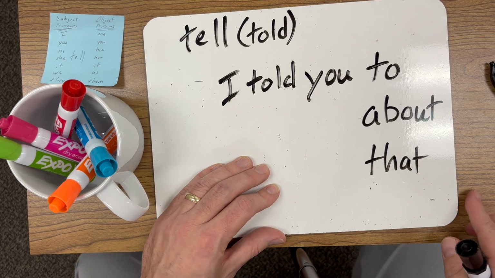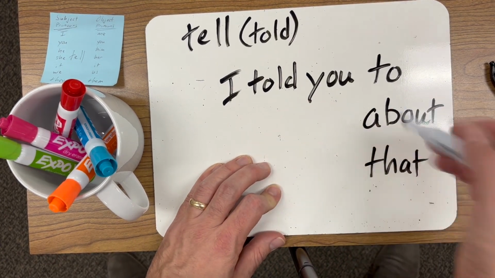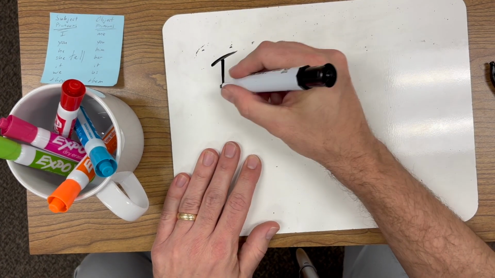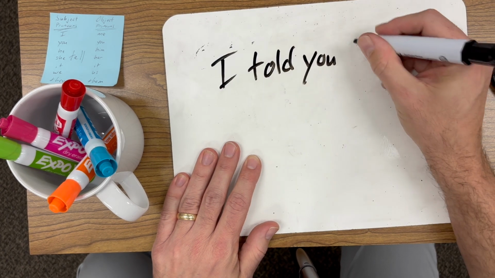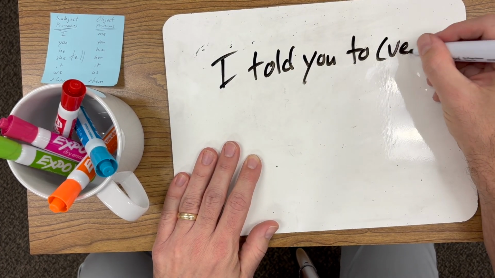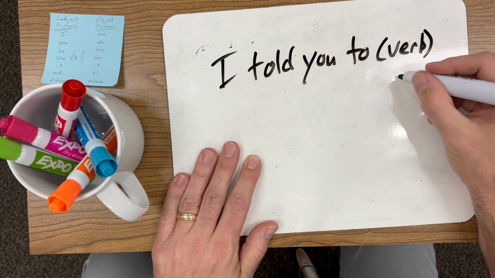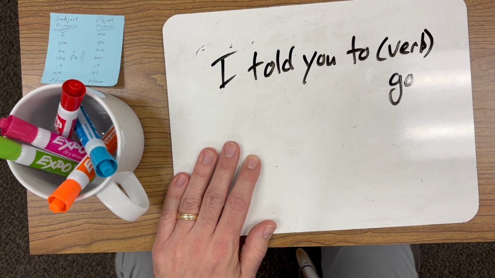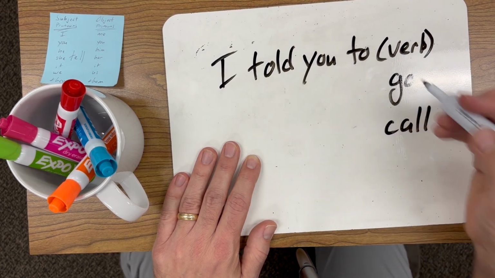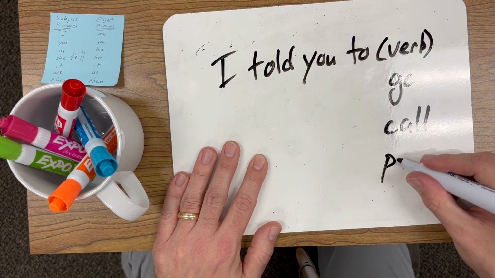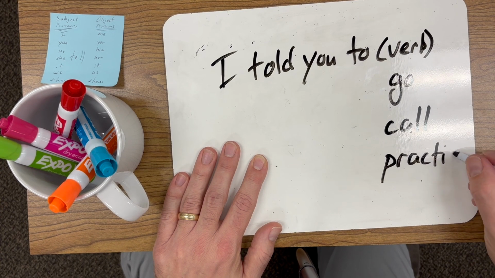So how does this work? Let me show you. We'll start with I told you to. We say I told you to if the next word will be a verb. I told you to, then any verb. So for example, I told you to go to class. I told you to call your mother. I told you to practice English.